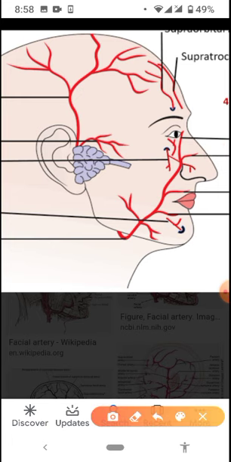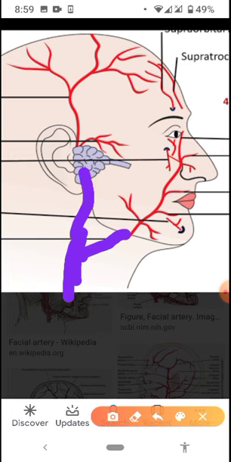What are the branches of these two arteries? These are the branches of basically the external carotid artery. The external carotid artery has two main branches. One is the facial and one is the superficial temporal, which are supplying the face. Okay, so both are the branches of the external carotid artery, and that's why you know that the external carotid artery is over here.